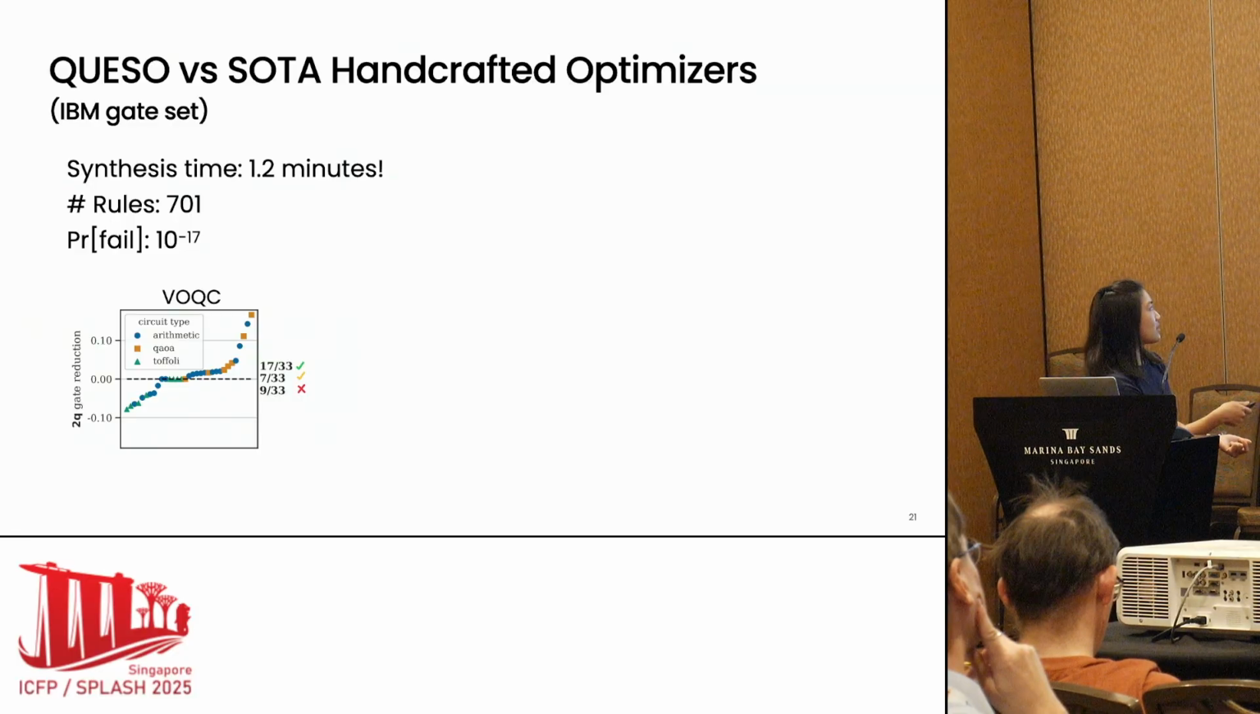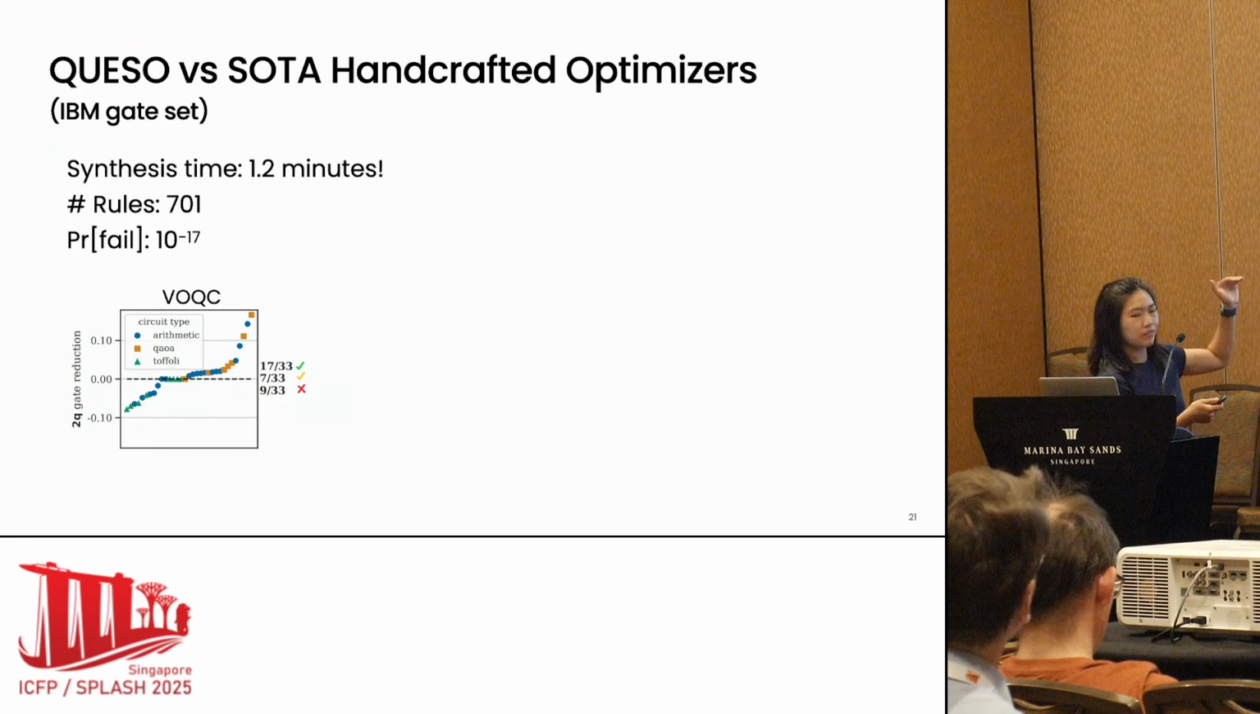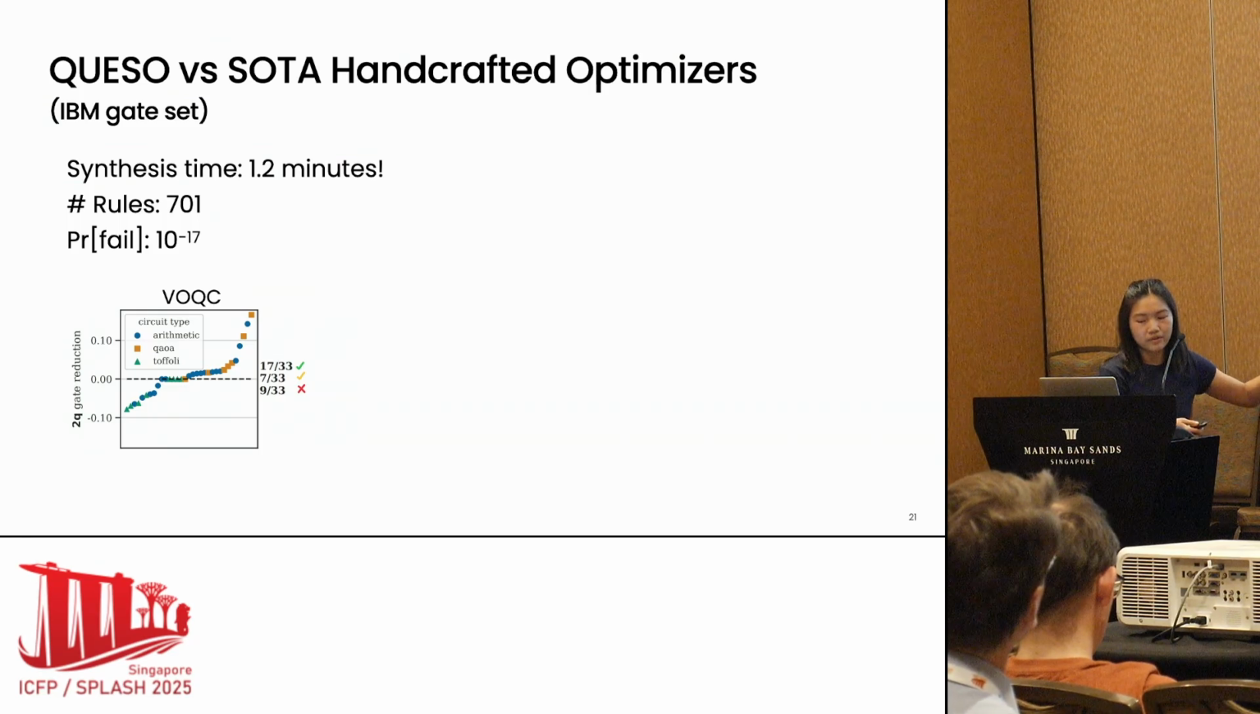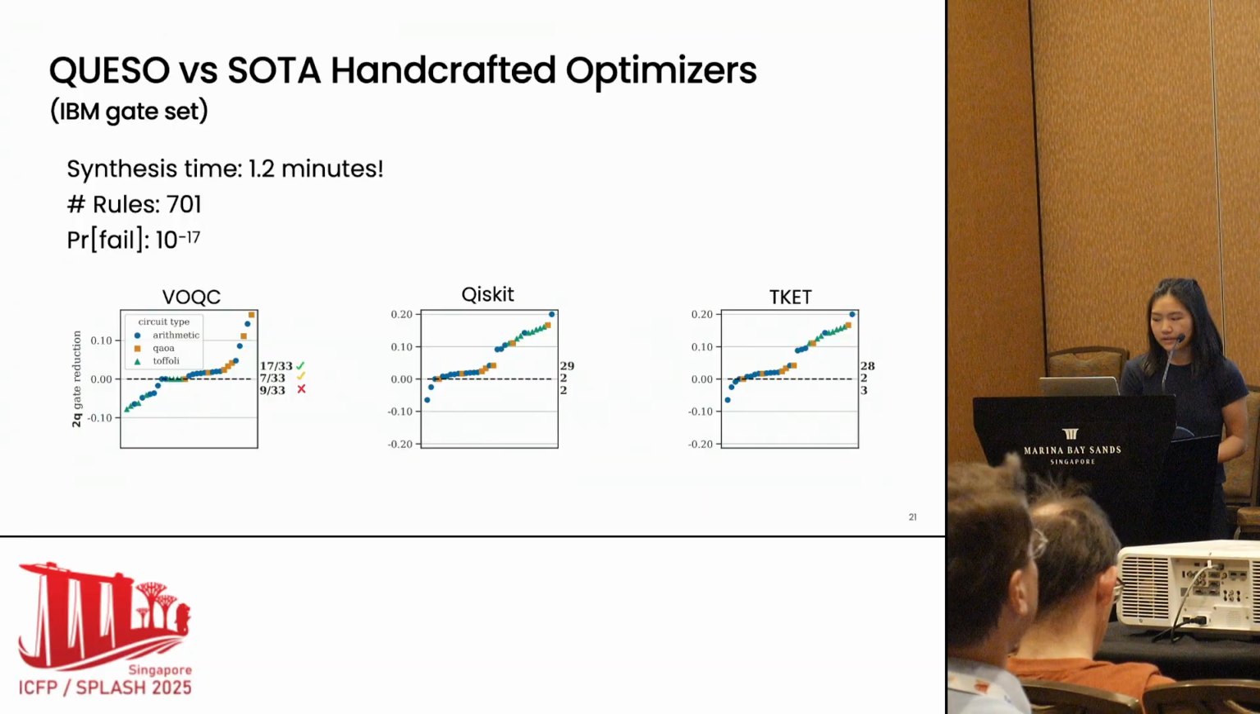And the way that you read this plot is any points above the dashed line are circuits where we reduce more gates, and the ones below, we're underperforming, and then on the line the tools achieve the same reduction. So in this case, we're comparing against other state-of-the-art handcrafted optimizers. This Voqc tool is like an academic work, and then these other two are industrial toolkits. And as you can see, we're doing pretty good here.